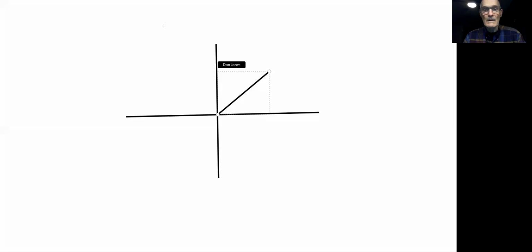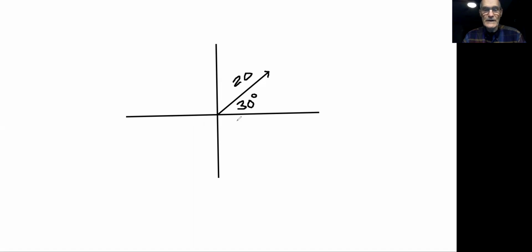So we're going to say this is a 20 unit vector. So it's a length of 20. And the angle that it makes with the positive x-axis is 30 degrees.